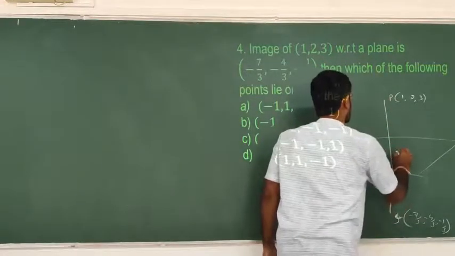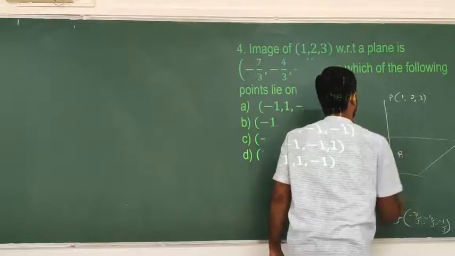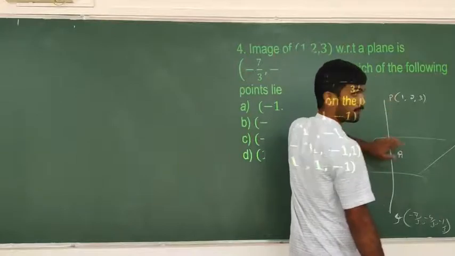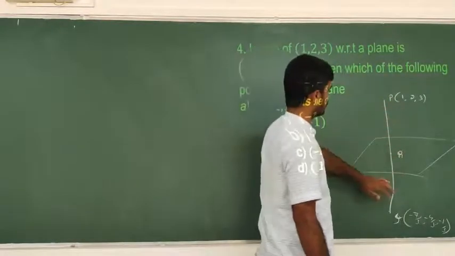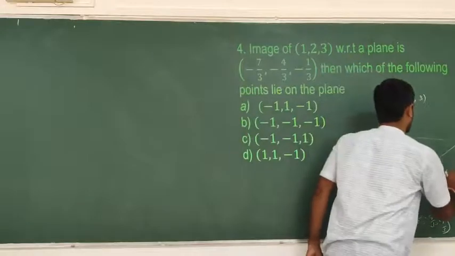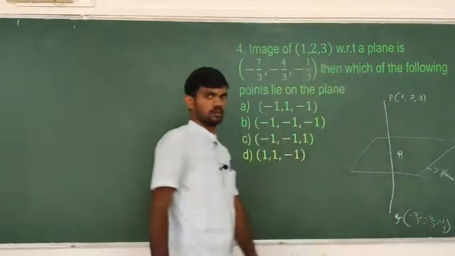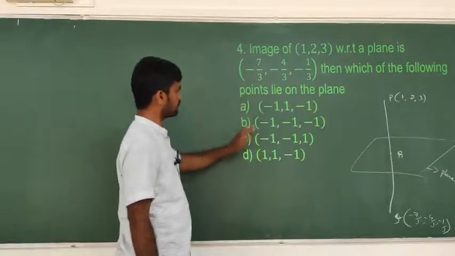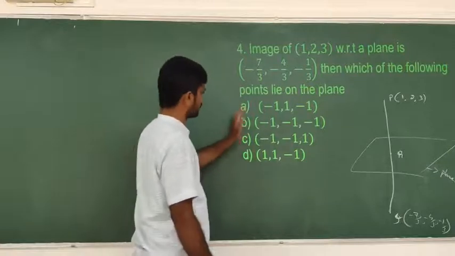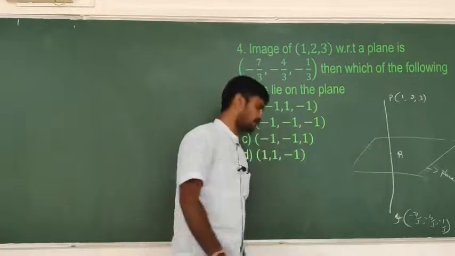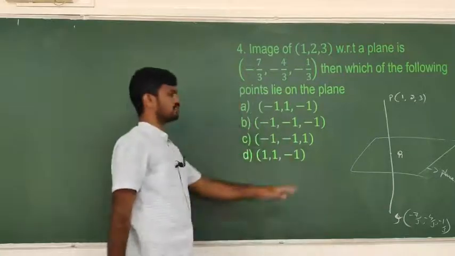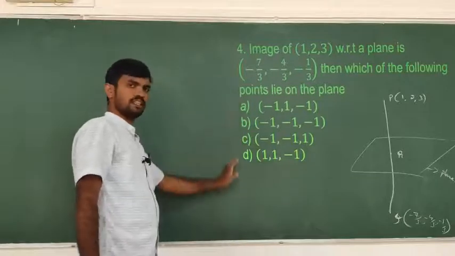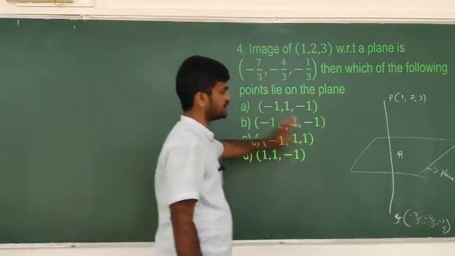Okay, so R is the midpoint of P and Q, and PR is perpendicular to this plane. Now our aim is to find the equation of the plane. After that, we have to check which of these four options satisfies the equation of the plane. So first we find the equation of the plane using this data, and then check which options satisfy it.